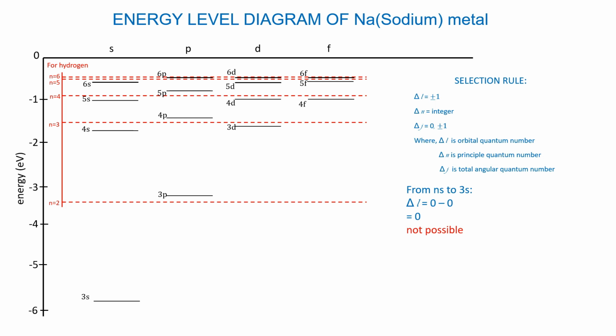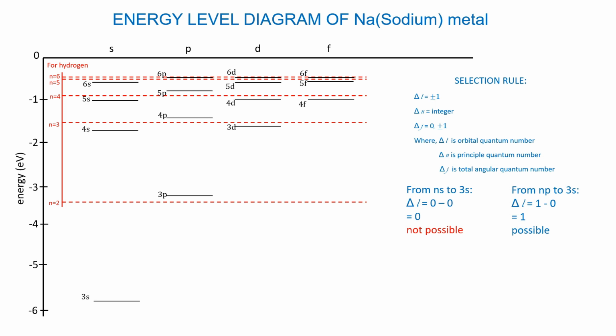Now from np to 3s, delta L equals, we know that for p orbital the orbital quantum number is 1, and for s orbital the orbital quantum number is 0, that means 1 minus 0 equals 1. So it follows the first criterion of the selection rule, so the transition is possible.